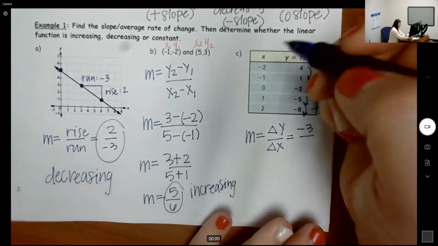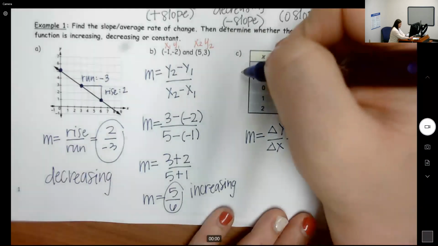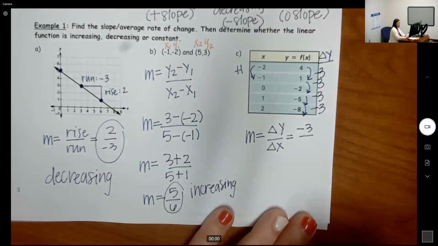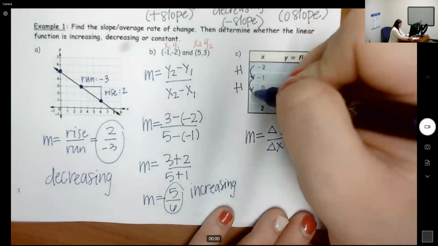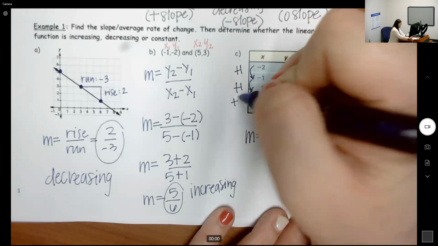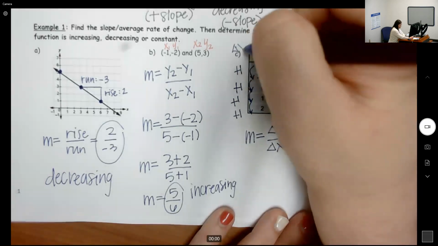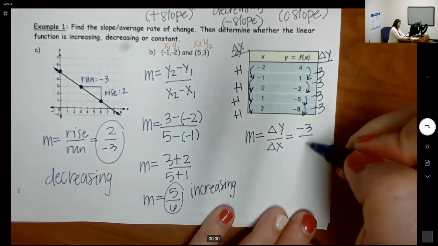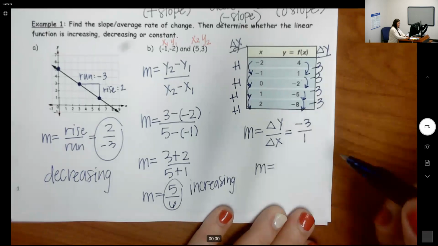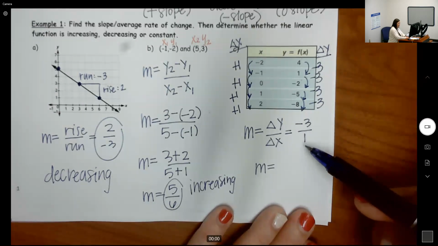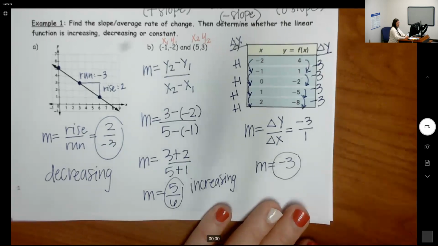So let's see what delta x is. How are we changing from -2 to -1? Well, here I'm adding 1. What about -1 to 0? Adding 1. 0 to 1, adding 1. And 1 to 2, adding 1. So my delta x is 1. So therefore, my slope is either -3/1, that's fine, or more simplified, -3.